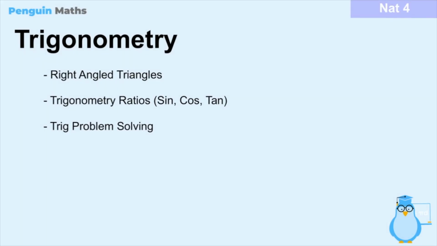Hi everyone and welcome back to another National 4 Maths lesson, and in today's lesson we are going to be talking about trigonometry. We will be carrying on from our lesson on Pythagoras as we expand our knowledge on right-angled triangles and how we can use this thing called trigonometry ratios in order to solve more complex problems involving right-angled triangles. And we'll look at these problems as we get near to the end once we have an understanding of what this thing called trigonometry actually is.